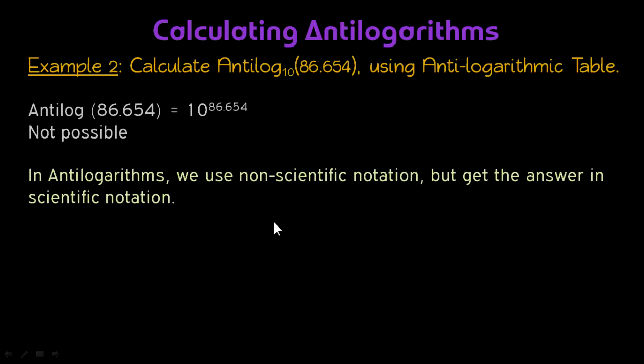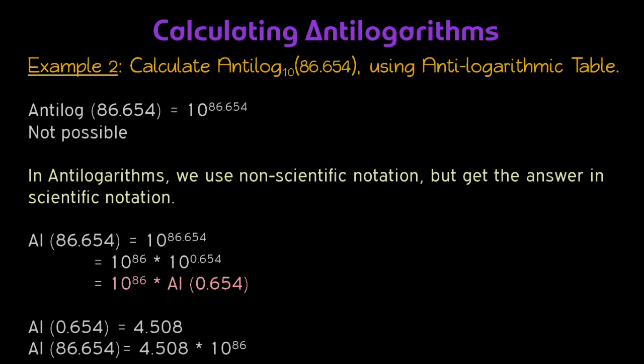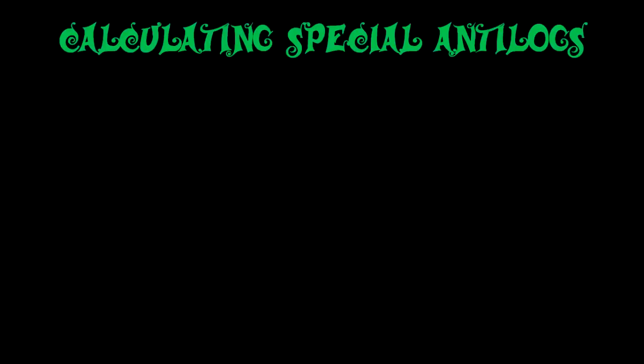Dealing with antilogarithmic tables, we use non-scientific notation. We have to get the number in non-scientific notation, but the answer will be in scientific notation. That is, it should be in 0 point something. So doing that, separate the powers. Write 10 raised to power 0.654 as antilog of that according to the definition. Find it using antilogarithmic table. Write the answer in the scientific notation this time. Put it in the equation and get the answer. So this was how to calculate antilogs.